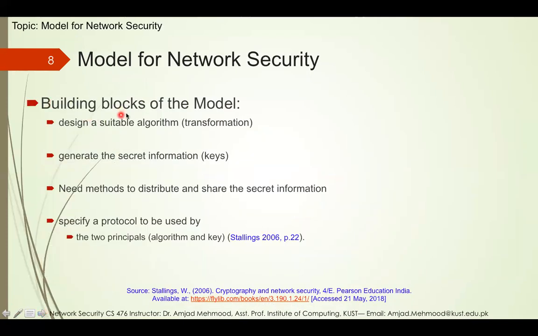For example, if you want to design your own security scheme, what you will need for that, the building blocks for that model, is to design a suitable algorithm. So you need a suitable algorithm, and then generate the secret information, meaning the key, and then you need a method through which you can secretly provide the information to both sender and receiver, and then specify a protocol to be used on which your algorithm and key will perform its action.